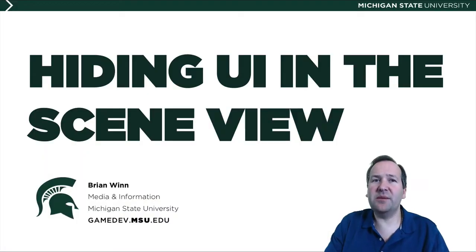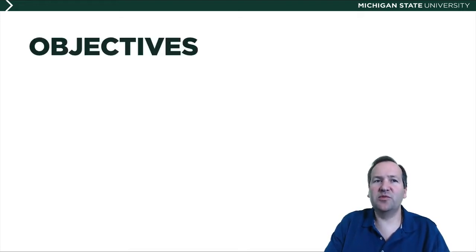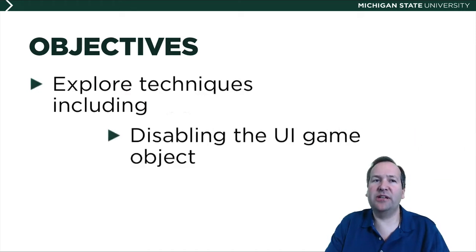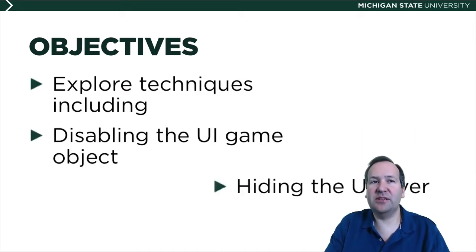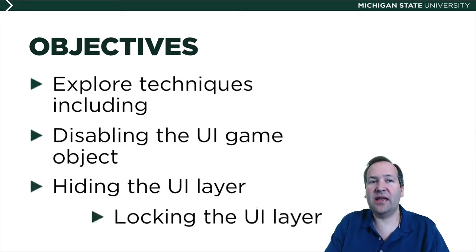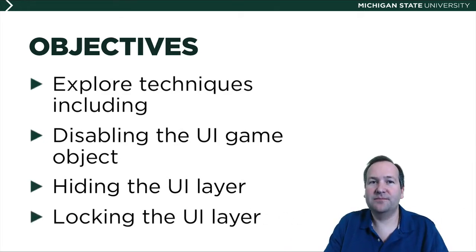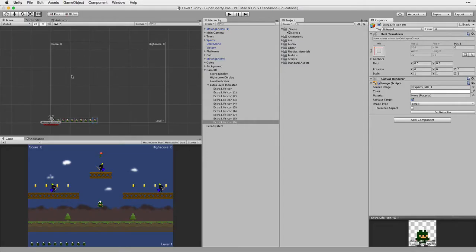The user interface sometimes gets in the way in the Unity scene. In this lecture, we'll explore techniques to deal with this issue. Our objectives will be to explore techniques including disabling the UI game object, hiding the UI layer, and locking the UI layer. So up in the scene view, you can see my UI.